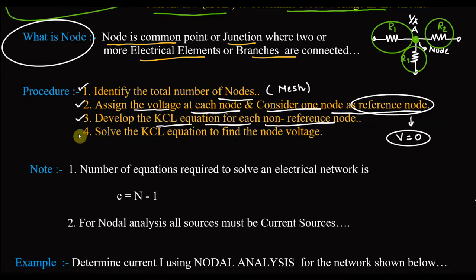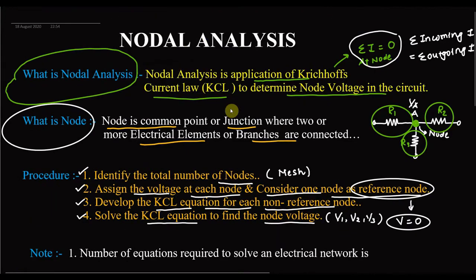In the fourth step, we solve all the KCL equations and our aim is to find the node voltages. So the node voltages will be V1, V2 and V3. They can be found by simply solving the simultaneous equations. The steps are exactly similar to mesh analysis. The only difference is that in nodal analysis, instead of a mesh we have a node, and there we find the current, and here we find the node voltage. Fine, so these are the basics of nodal analysis.